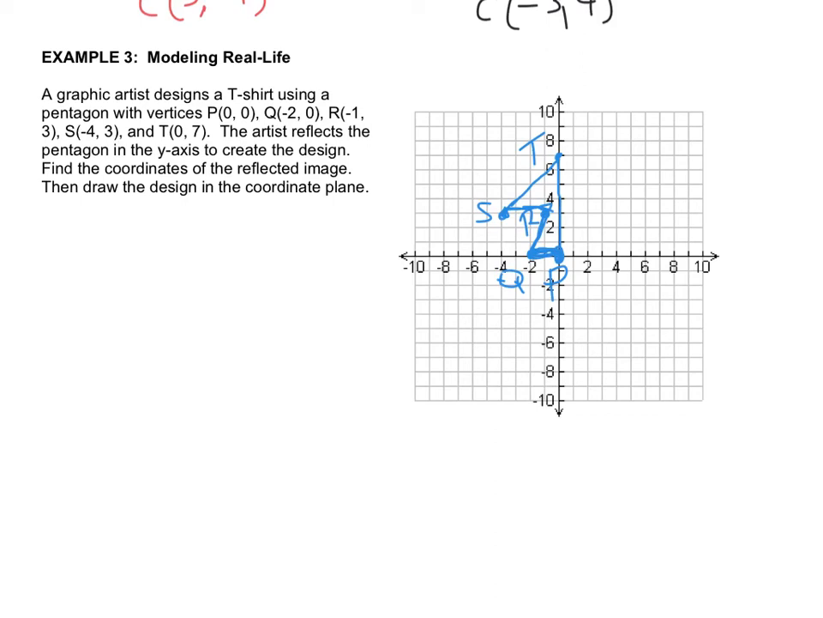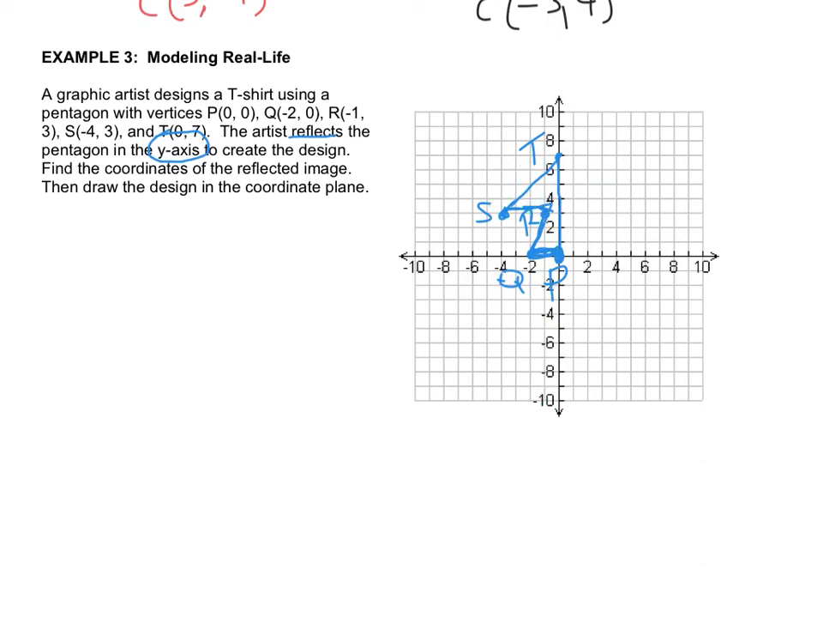Then we want to do a reflection. And how are we reflecting it? I would make a note here, reflect in the y-axis. So reflecting on the y-axis means that it's going to go from left side to right side or right side to left side. Because remember the y-axis is this one right here. So it's going to flip across to this side.